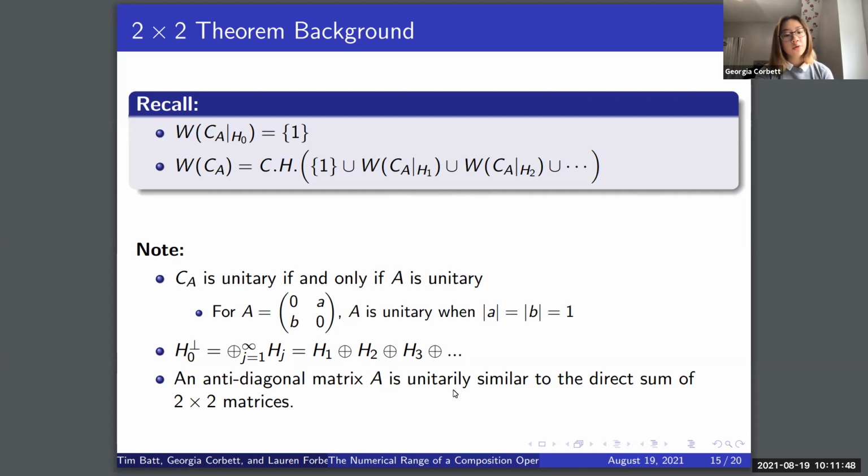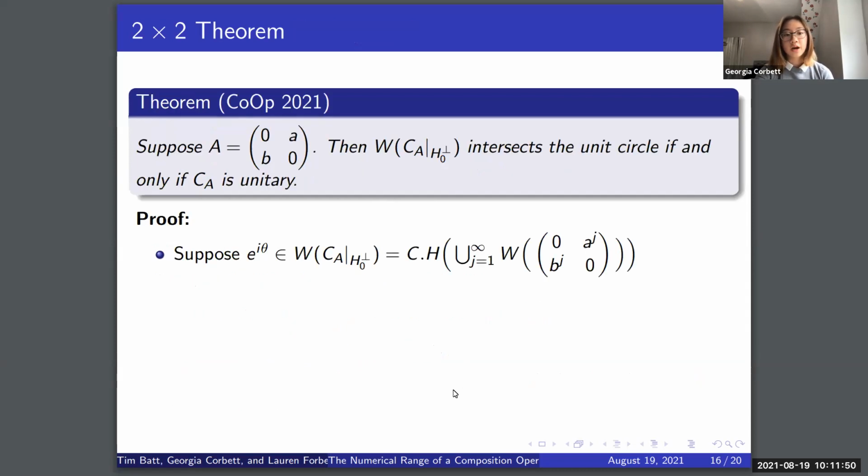I want to go over the main motivation behind this theorem before we begin. We first noticed that the point 1 would always be included in the numerical range because of that restriction to H0. And we want to see when that would also occur when restricting to H0 perp instead.